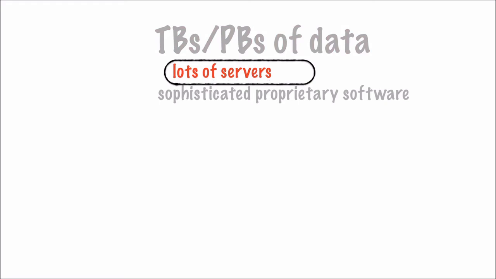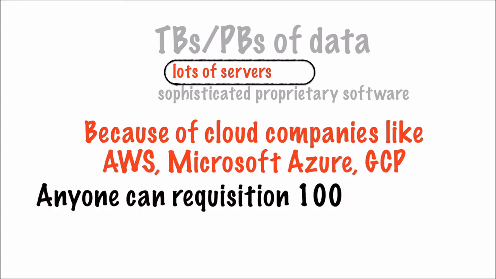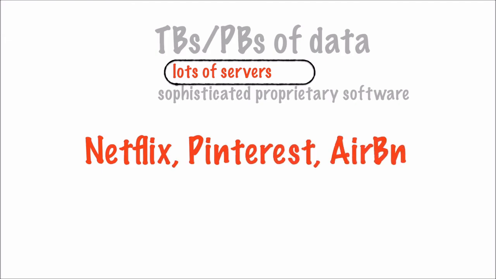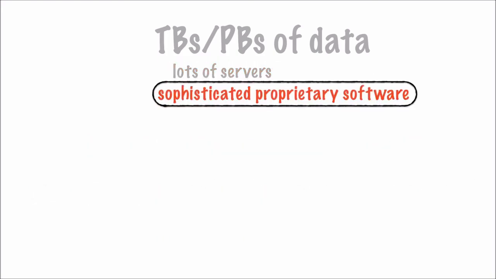Big data refers to the use of lots of servers. I don't have that many servers, why do I care? You should and can care because cloud companies like AWS, Azure, Google Compute Platform all make available to you hundreds of servers at a moment's notice. In fact, huge companies are built on top of these servers. Netflix, Pinterest, Airbnb run their entire business just using cloud services like AWS. They don't own their own data centers. Amazon owns it for them and offers it to them at a moment's notice.